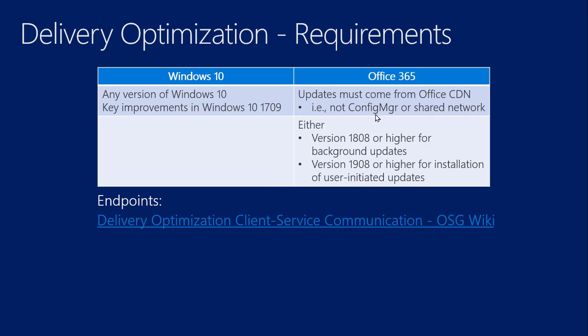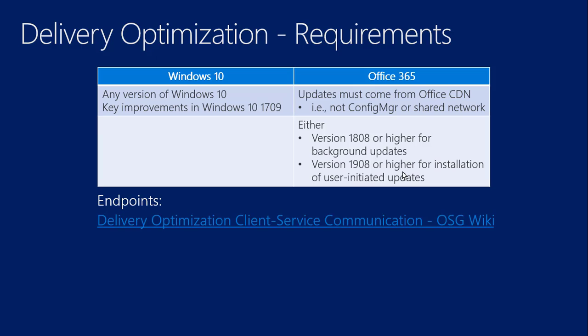Now, if you're going to use it with Office, you're not going to use Config Manager to deploy those Office updates. And you will need one of these two versions, either 1808 or 1908 or better, in order to use this. There are also endpoints that you will need to make sure your devices have access to.